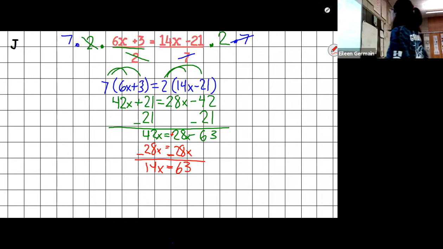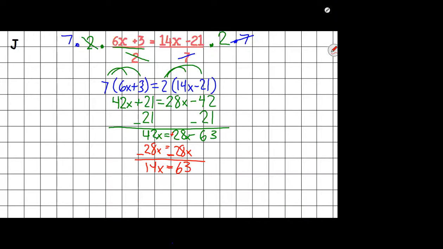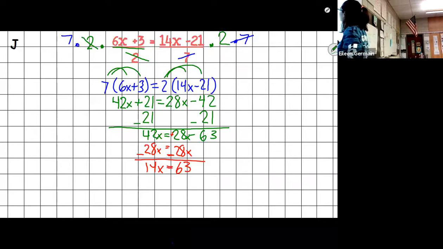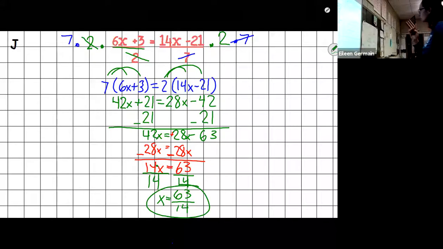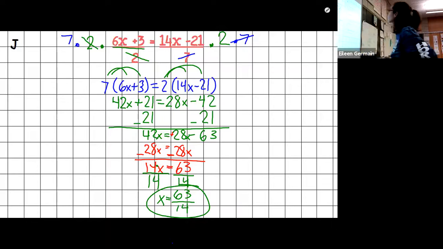And then what would be my last step here, Junior? Divide 14x by 63. Very good. So we would divide each side by 14 because the 14 is attached to the x by multiplication. So divide by 14, divide by 14. X is going to be equal to 63/14. And I would leave it just like that because 63 is prime. It's a prime number. Don't mess with that guy.